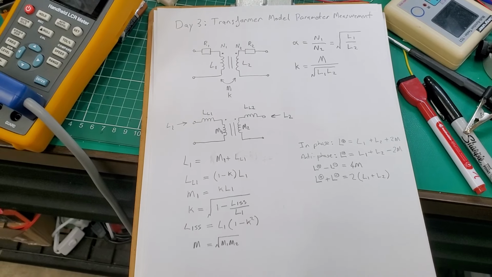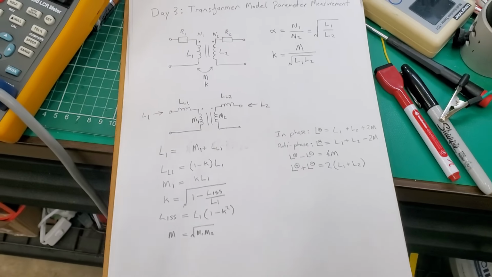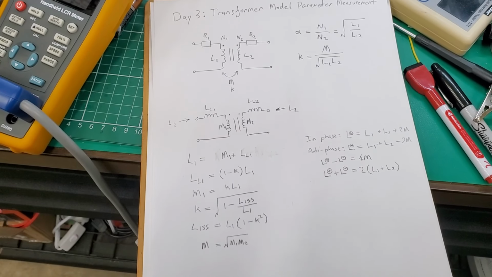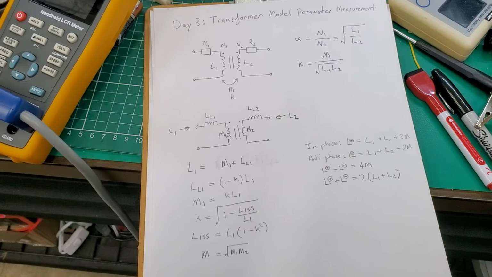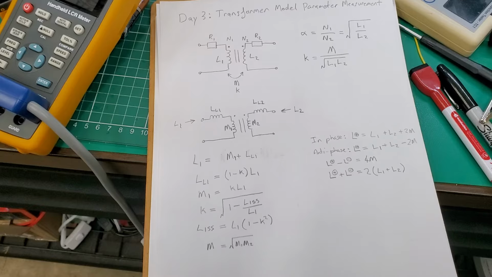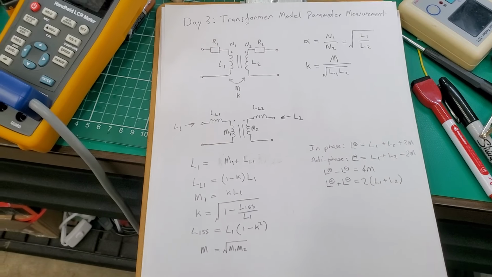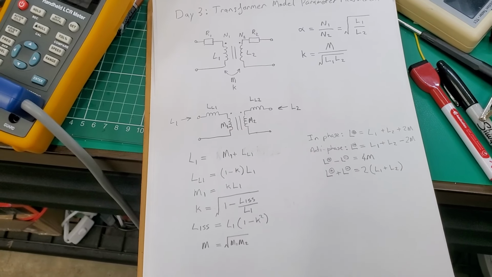In order to do that, the easiest way is basically to make some inductance measurements. So you can make inductance measurements of each winding, and then you can short circuit the other winding, or you can connect the windings in series either in phase or anti-phase, and by taking those values you can back out the coupling coefficient or the mutual inductance between the two windings.